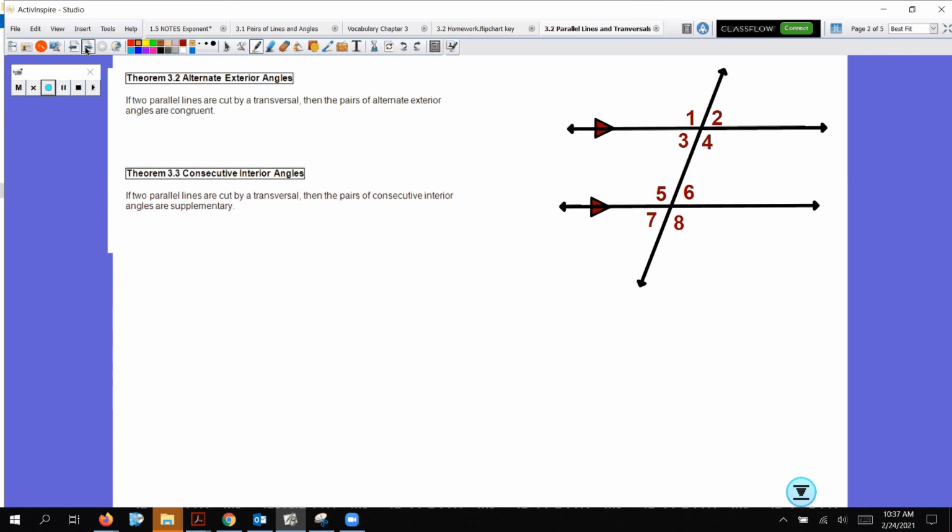Okay, next. Alternate exterior angles. Still using the same image from the first two examples. Alternate exterior means they alternate over the transversal, but they're on the outside of the parallel lines. So angle 1 is congruent to angle 8 because they are alternate exterior. And then angle 2 is congruent to angle 7 because they are alternate exterior.